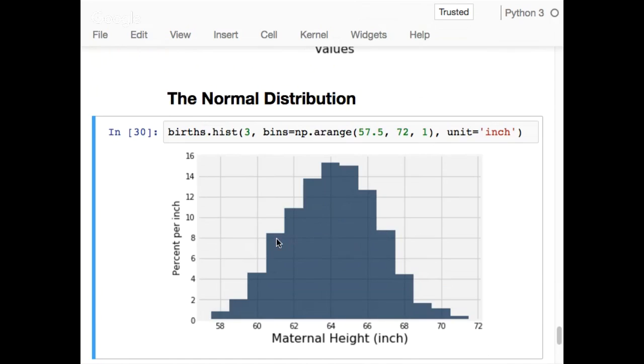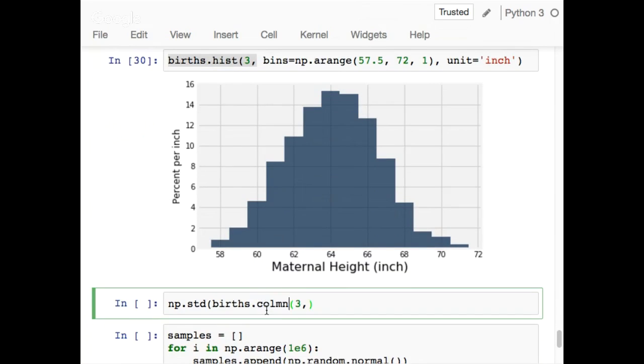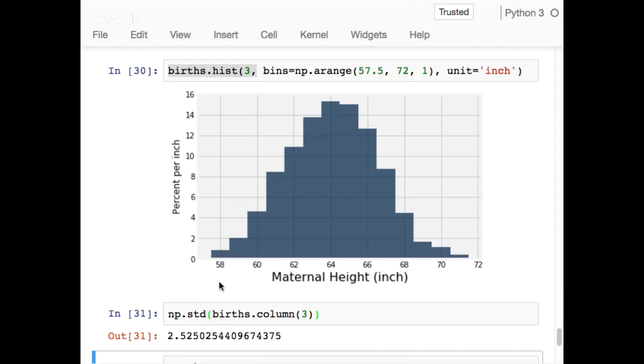Okay, so right here, it looks like around here is where I expect the standard deviation to be, which means that if I take this point here, subtract it away from the average, which is 64, this right here is about what I think the standard deviation is, which looks like it's about 3. Let's try it out. Hopefully I'm not way off. Grab that. Column 3. And indeed, it's about 2.5, so kind of close.